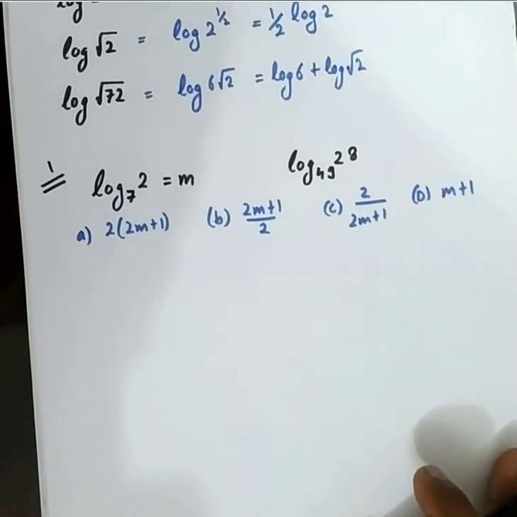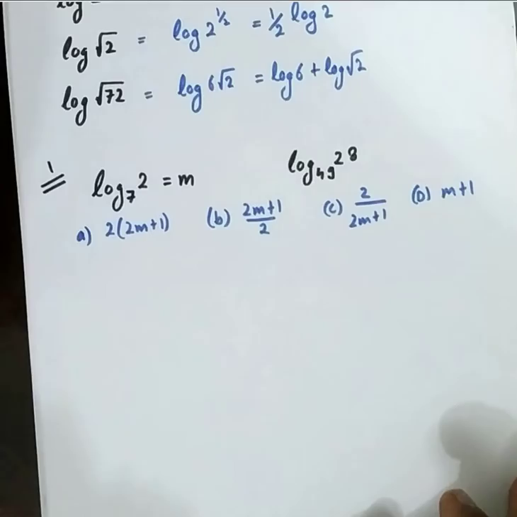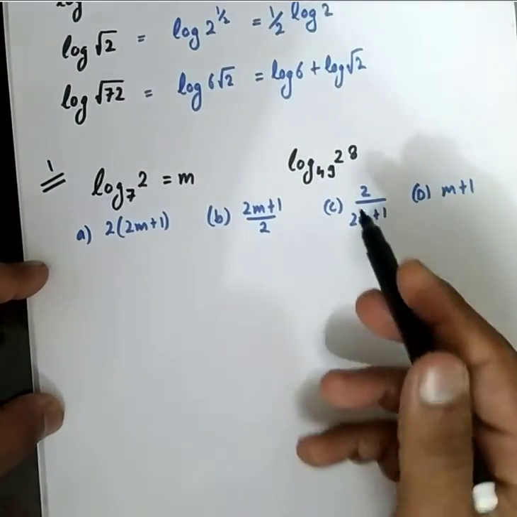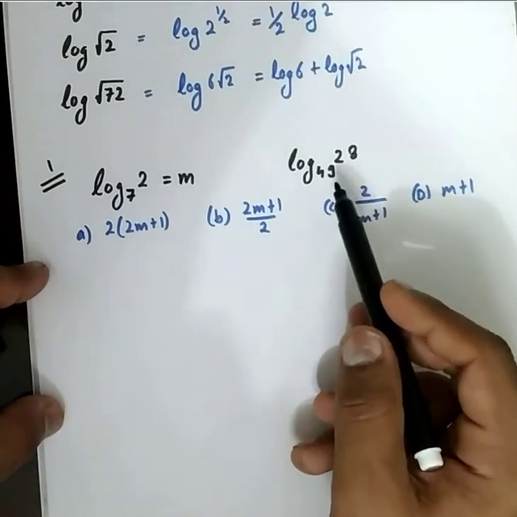If you are still not done, I would say pause the video, try it on your own, and then go ahead for the solution. So I'm going directly. So guys, log 2 base 7 is equal to m. Let's convert this in the form of log 2 base 7.